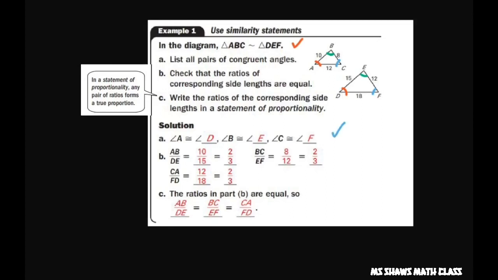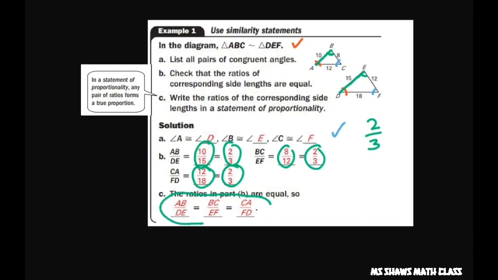And check that the ratio of the corresponding lengths are the same. So basically what they're doing is they're just saying, for example, this one, AB and DE. So that's 10 over 15, reduce it, 10 and 2/3. If you check the others, they all should equal 2/3 because that's going to be your scale factor. So the ratios in part B are equal, so AB over DE equals all these proportions here.